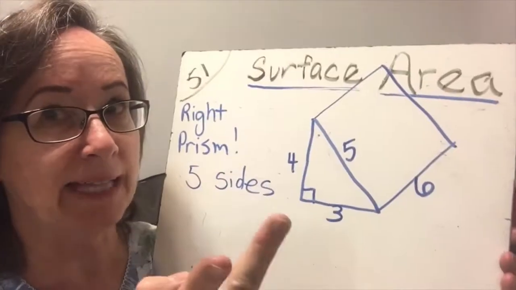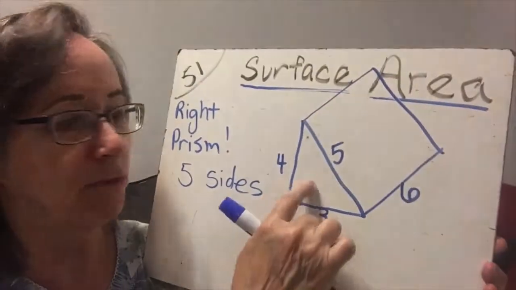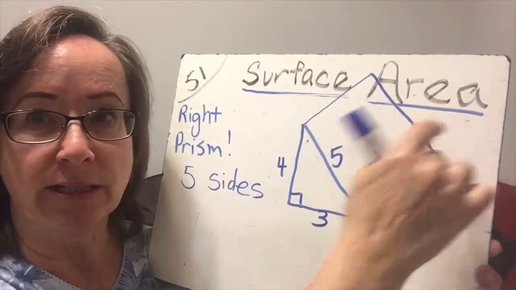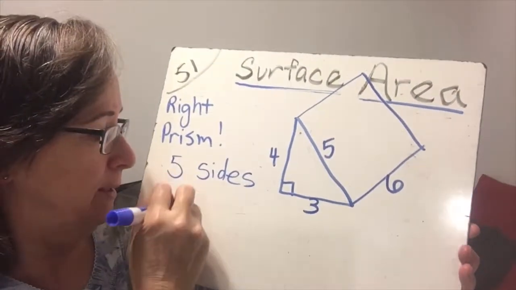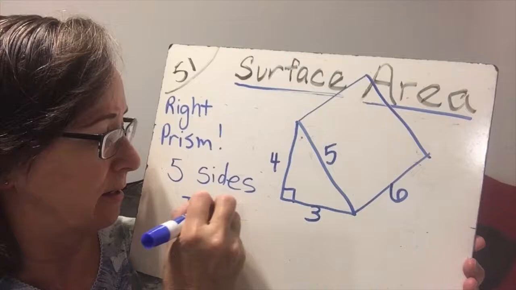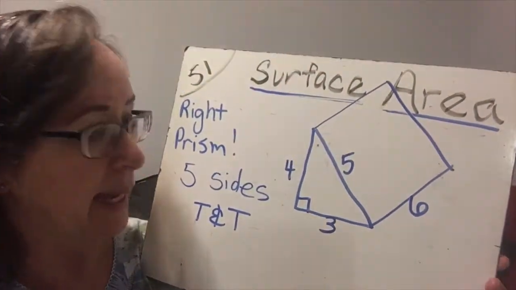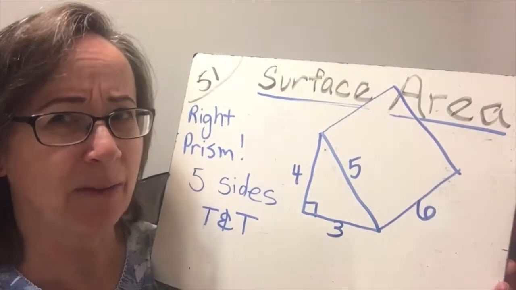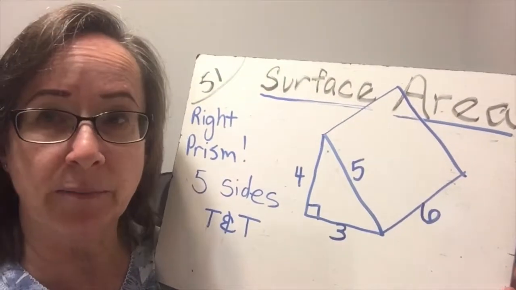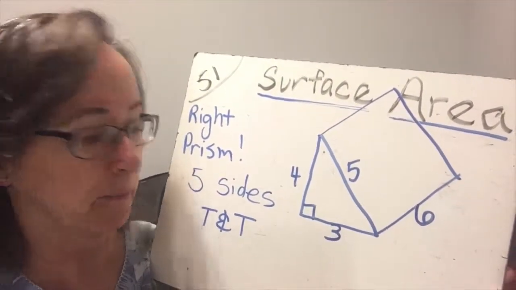Now, only 2 sides match. The front triangle matches the back triangle. So we'll say triangle and triangle, the 2 matching sides, okay? Anytime you have a hard time seeing my drawing, look at the one in the book, because the one in the book is much better, okay?